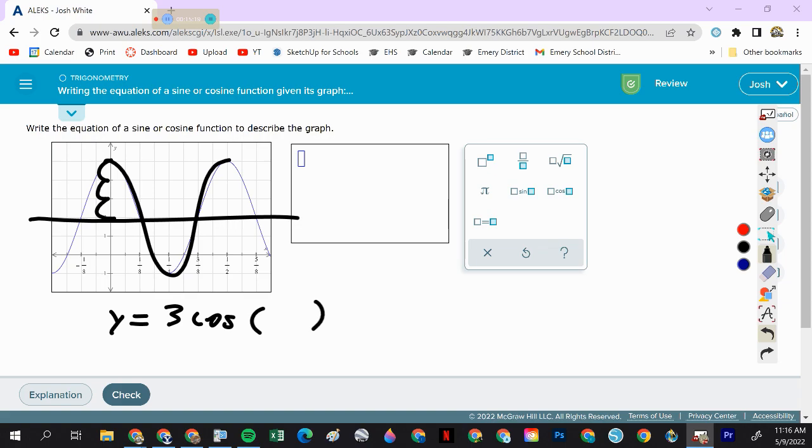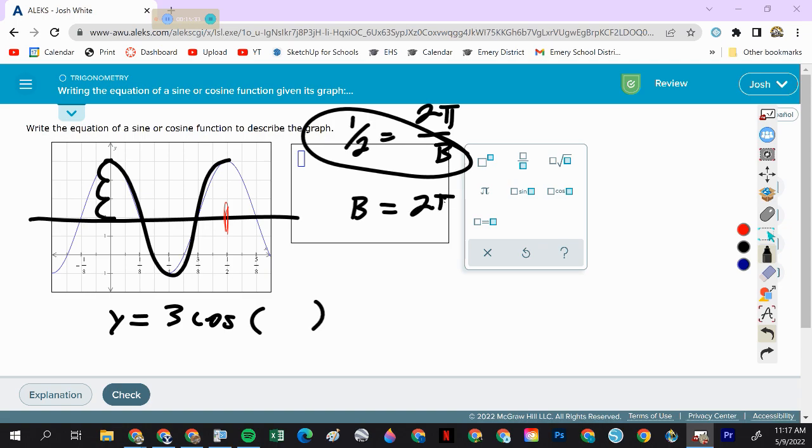No. But I did do a period transformation. The period is 1/2. So 1/2 is equal to 2 pi over b. Swap those. B is 2 pi over 1/2. How many 1/2s are in 2? 4. So this is just 4 pi. So 4 pi times x. Okay. Oh, and I forgot something. Plus 2.